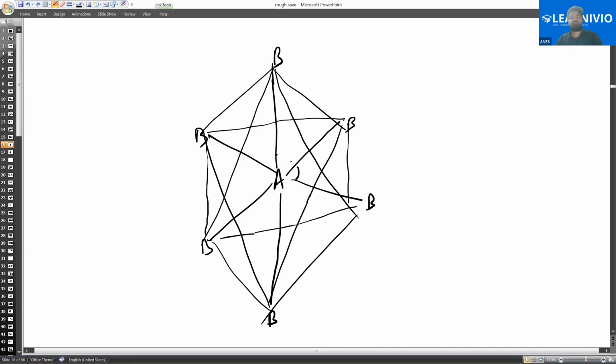And the top angles are making 90 degrees with all of them. This one is 90, this one is 90. This one is making 90 with this one. This one is making 90 degrees with this one. Similarly, the bottom ones are also making 90 degrees with each other.